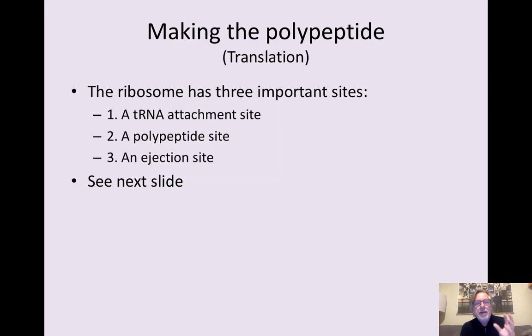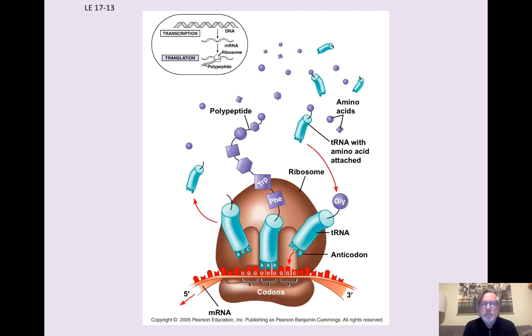Now, let's think about the ribosome for a second. The ribosome has 3 important sites: a tRNA attachment site, a polypeptide site, and an ejection site. So let's take a look at those. Here's a ribosome. You can see the large subunit and the small subunit, and you can see the mRNA is between the 2. And now there are the 3 sites.